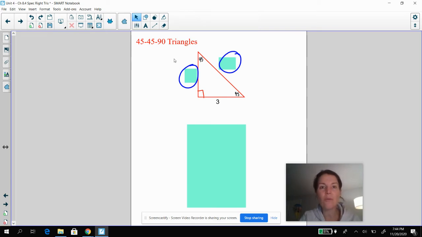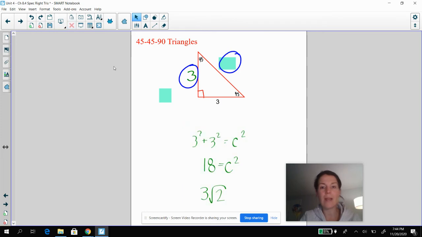All right, we're back. Hopefully you figured out that this side was also 3 because it's an isosceles triangle, right? If angles, then sides. And then you knew, because of the Pythagorean theorem, that we had 3 squared plus 3 squared equals c squared. And so then our c was going to be 3 root 2. Awesome.